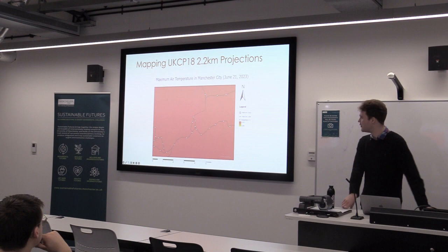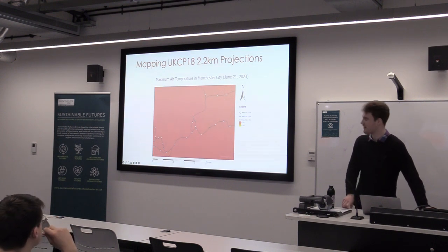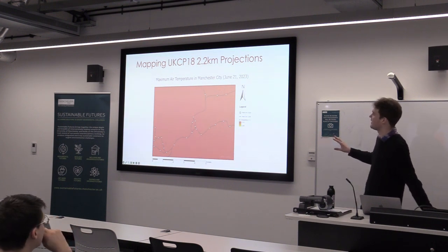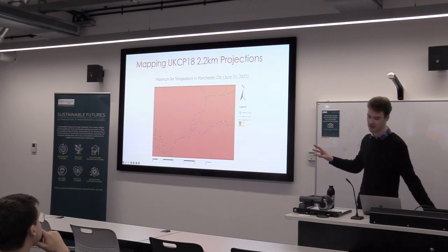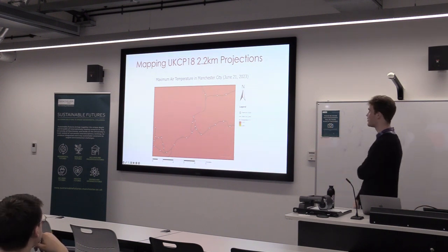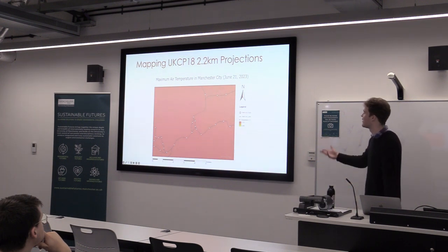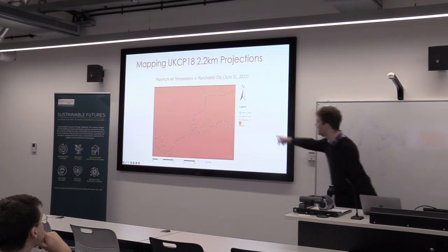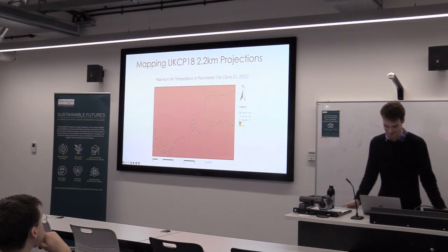If we zoom in to a slightly smaller scale resolution, we're looking here at maybe Manchester City Centre, Met Office, GIS, Salford, Trafford. The main thing you can see is that the temperature doesn't actually vary a great deal once you get down to this kind of fine scale. Here it's less than a degree.